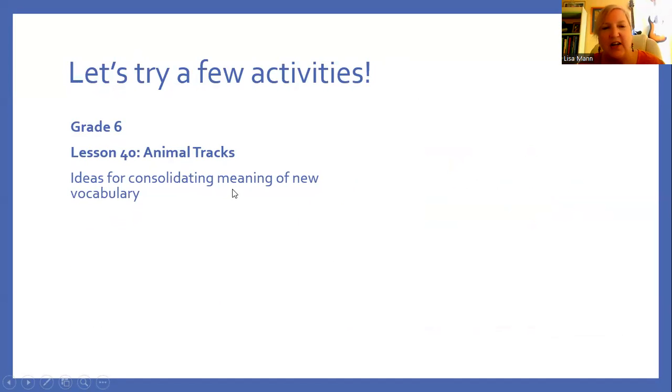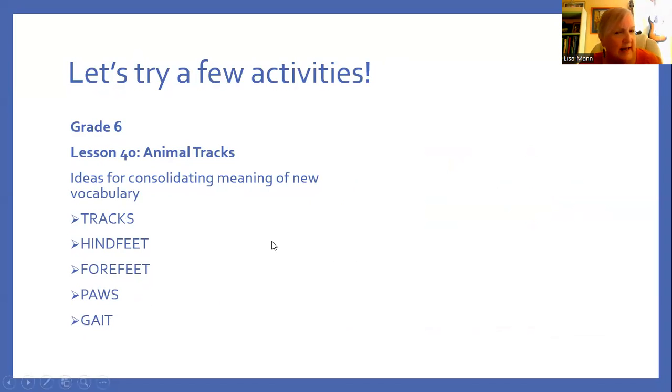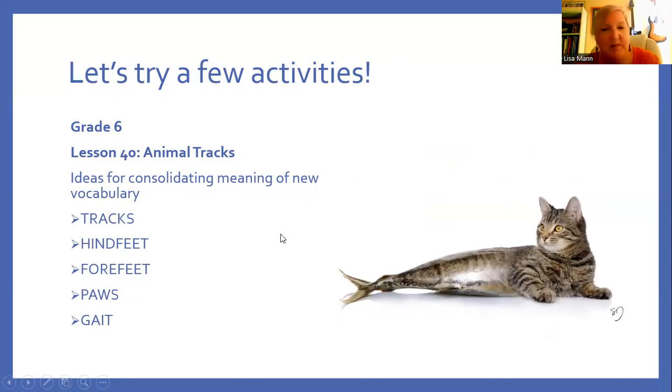And one of the ideas for consolidating meaning of new vocabulary, and these were the vocabulary they had: tracks, hind feet, forefeet, paws, and gait, was to create a hybrid animal, right? Each student writes down an animal on a piece of paper, and then they find a partner. With the two animals, they try to create a new animal. They have to draw that animal, say what it eats, talk about its habitat, where it lives, and its tracks. How does it walk? How does it get around? Does it swim or does it walk?